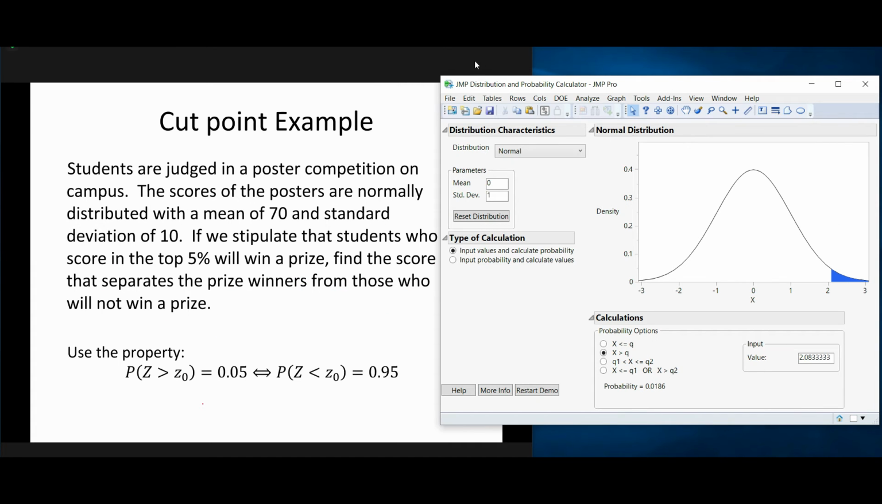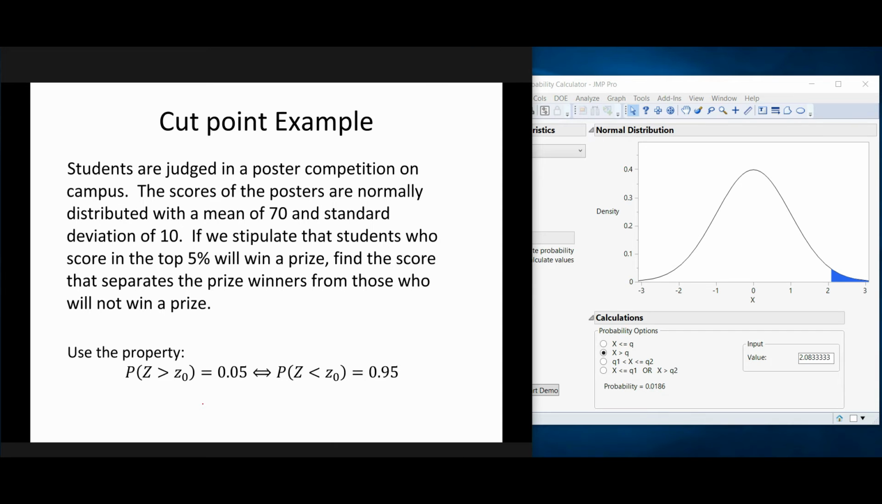Okay, another interesting example here is using the normal distribution to find cut points. In all of the previous examples we've done, we've been looking at finding probabilities associated with particular z values. Now, in this example, we will find a z value that's associated with a particular probability. So students are judged in a poster competition on campus. The scores of the posters are normally distributed with a mean of 70 and a standard deviation of 10. If we stipulate that students who score in the top 5% will win a prize, let's find the score that separates prize winners from those that will not win a prize.